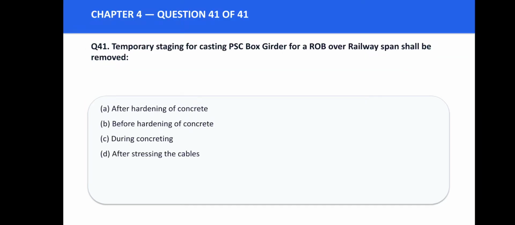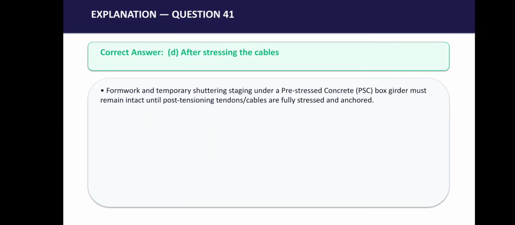Question 41. Temporary staging for casting PSC box girder for a ROB over railway span shall be removed when? Option A, after hardening of concrete. Option B, before hardening of concrete. Option C, during concreting. Option D, after stressing the cables. The correct answer is option D, after stressing the cables. Explanation. Formwork and temporary shuttering staging under a pre-stressed concrete box girder must remain intact until post-tensioning cables are fully stressed and anchored.